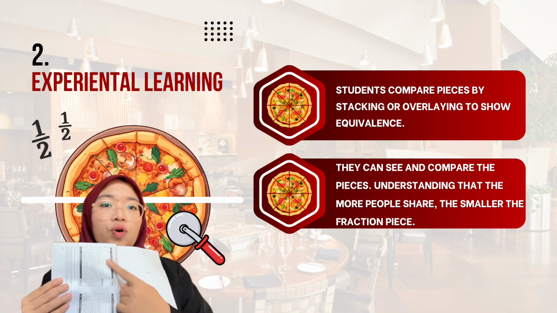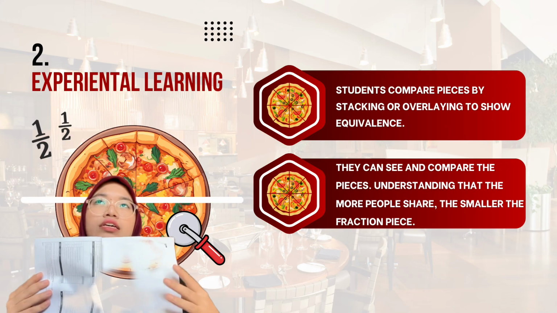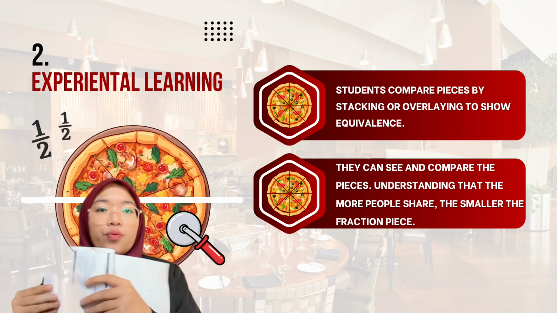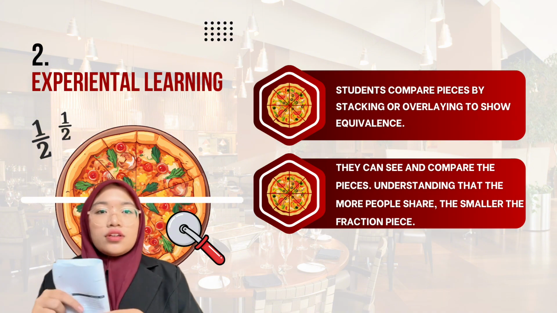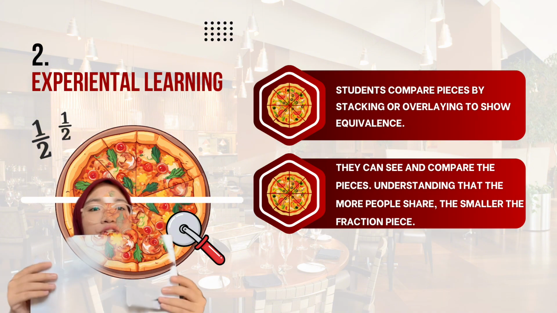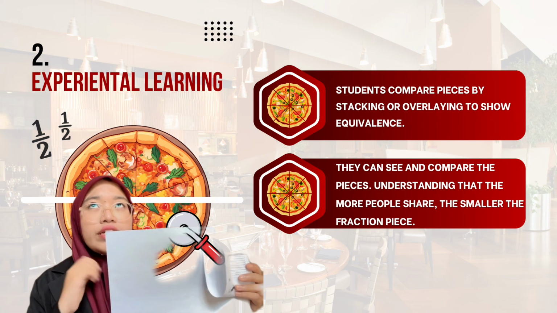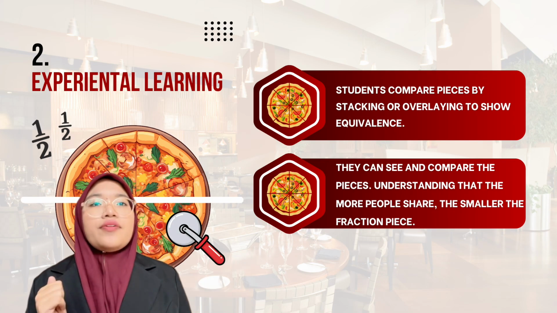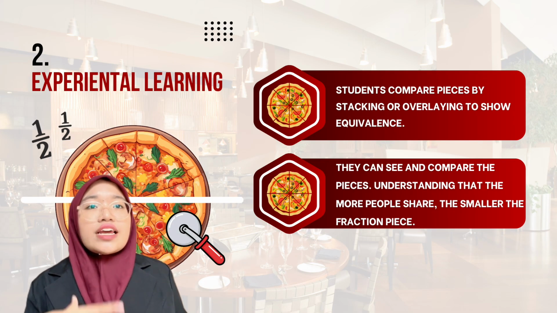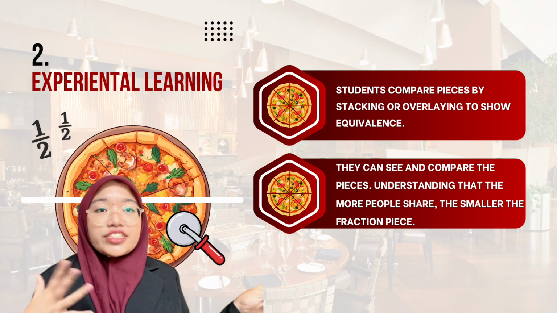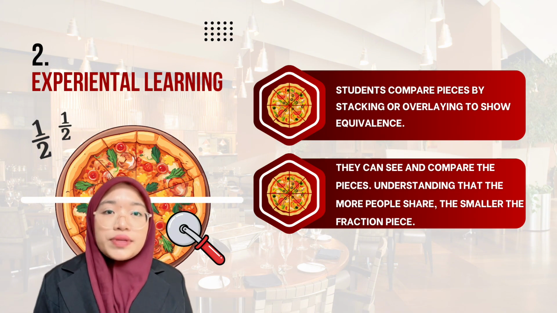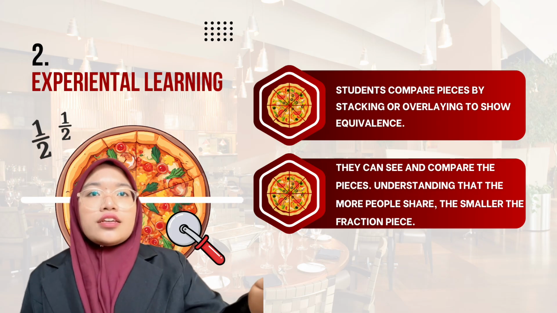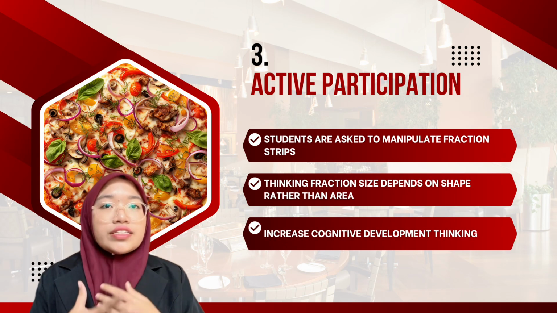So they will see, oh, when I fold it in half, it will be this small, or when I fold it into quarters, it will become much smaller than the whole size at first. Okay, so they can see and compare the pieces and understand that the more people share, the smaller the fraction piece. Like, yeah, like that. Okay, so third, active participation.